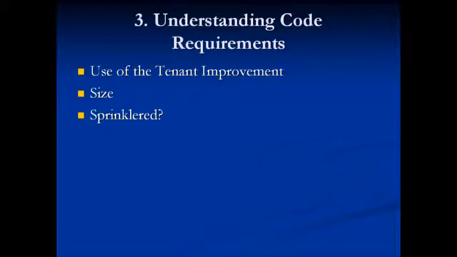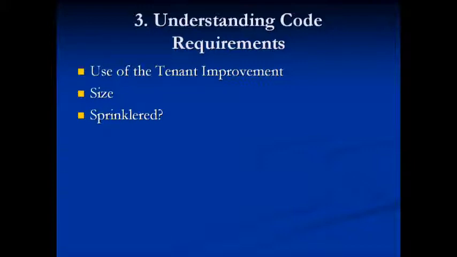Speaking of building codes, we now look at understanding the code requirements. And there are three things that go into understanding the code requirements or trying to follow what the code requirements say. The first is use of the tenant improvement. What is the tenant improvement going to be? Is it a business? Is it a restaurant? Is it a theater? Is it a nail salon?